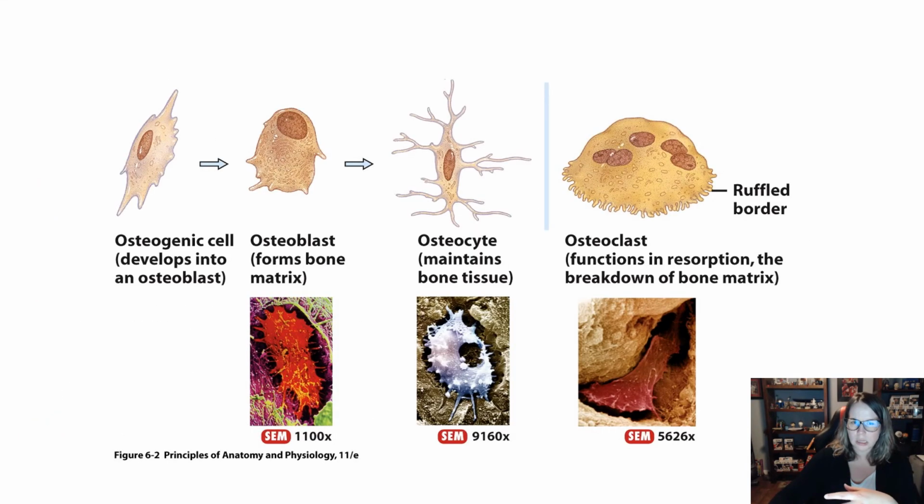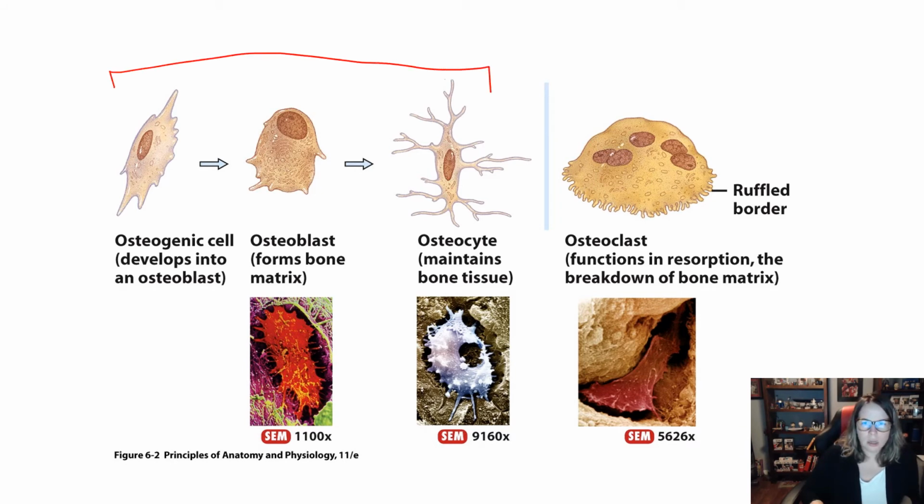Now, if we look at these cells, we can see here, once again, these are all one cell lineage. And this is from a different sort of family, I guess you would say. So we have the stem cells that are going to turn into our osteoblasts that are going to form that extracellular matrix, and they eventually turn into the osteocyte, which just kind of keeps your bone alive. And then we have our osteoclasts who are going to break down the bone when we need to.